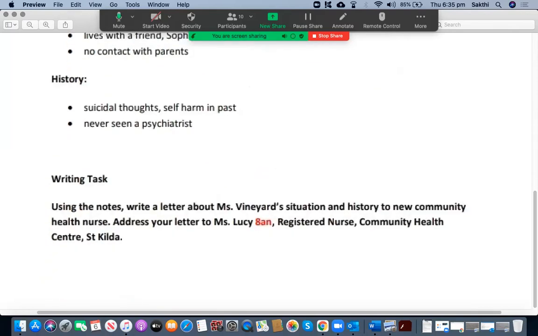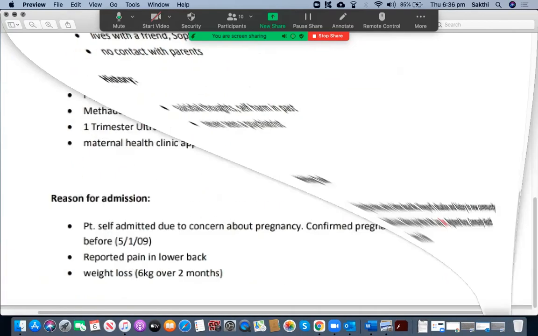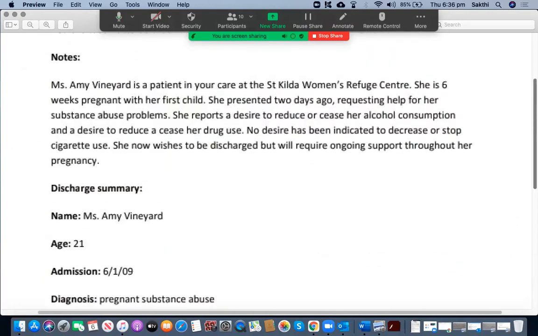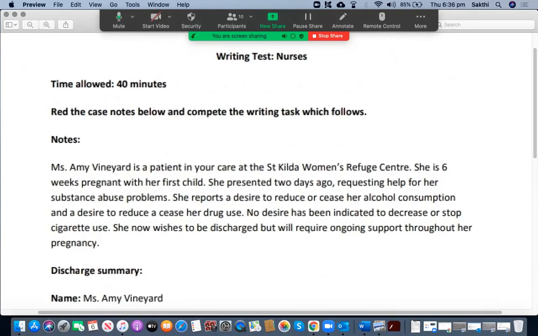So, using the notes, write a letter about Miss Vineyard's situation and history to a new community health nurse. So, you need to write it to the new community health nurse. The nurse doesn't know anything about Vineyard's situation. Address your letter to Miss Lucy Ben, Registered Community Health Nurse, St. Kilda Community Health Center. Okay, so these are the case notes. Read the case notes below and complete the task.